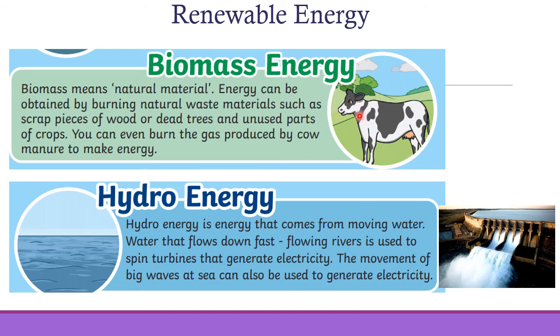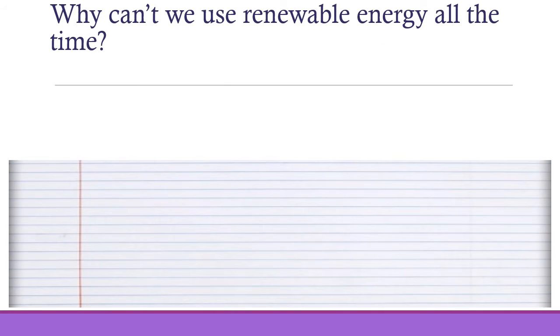So these are all called renewable energy sources because the energy sources that they come from are constantly available and are easily renewed. So rivers are always flowing, sun can be shining, wind can be blowing, and biomass energy and geothermal energy are always being produced. But think about, why can't we use renewable energy all of the time?